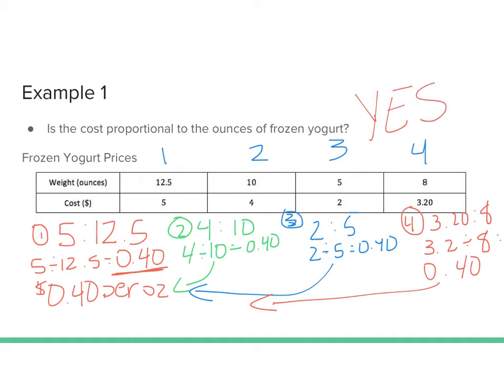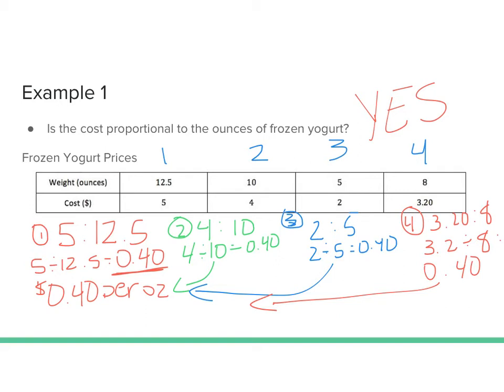Because they all have an equal ratio. What we just found out is that all of these have the same rate. All of our examples, 1, 2, 3, and 4, have a rate of 40 cents per ounce, which means that because we have equal ratios, we have a proportional relationship.